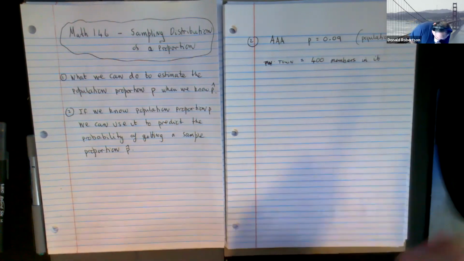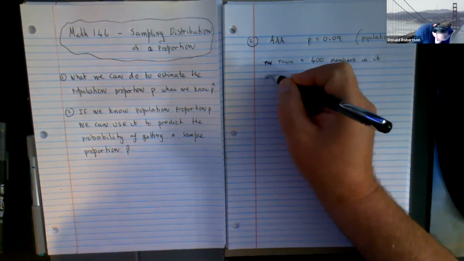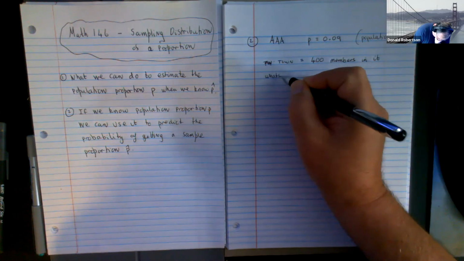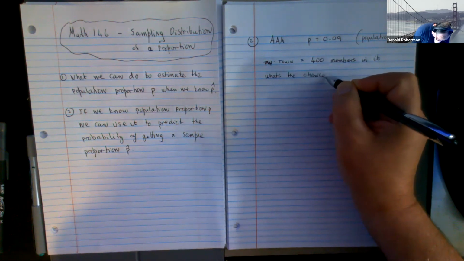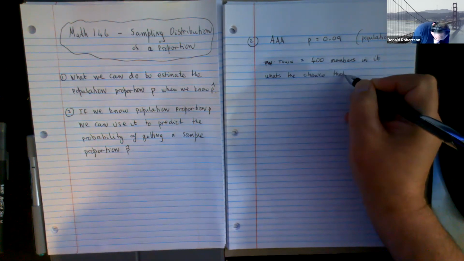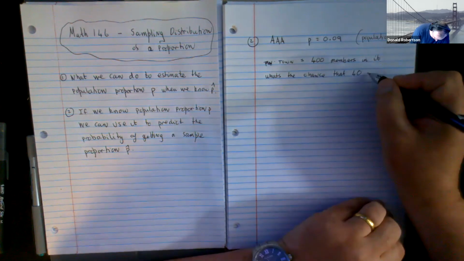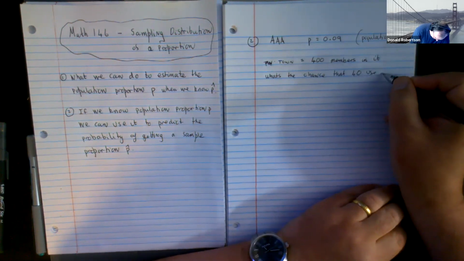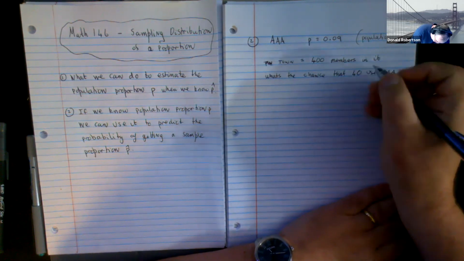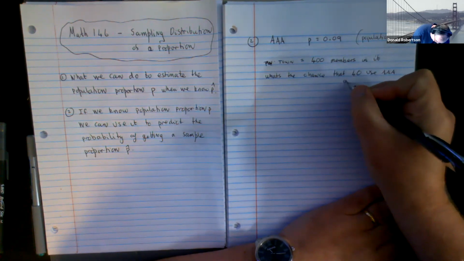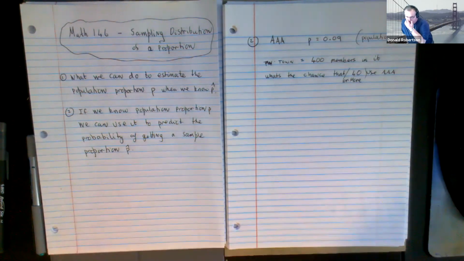And we would like to know what's the chance that 40 of those members will use AAA. Or let's phrase it a little bit differently: the chance that 40 or more of them will use AAA.